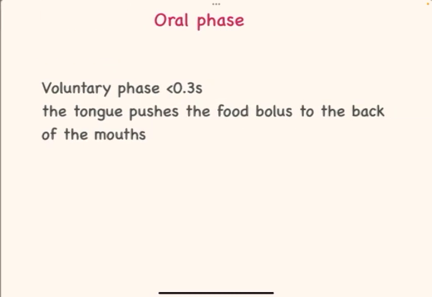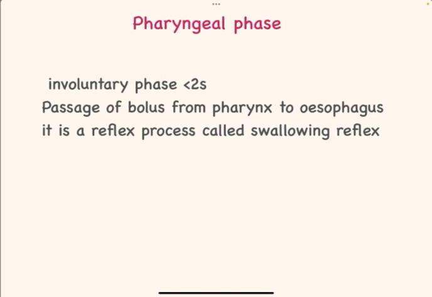First, about the oral phase. The oral phase is a voluntary phase which is less than 0.3 seconds. The tongue pushes the food bolus to the back of the mouth. From there, it is transported to the pharynx in the pharyngeal phase. Pharyngeal phase is an involuntary phase which is less than 2 seconds.